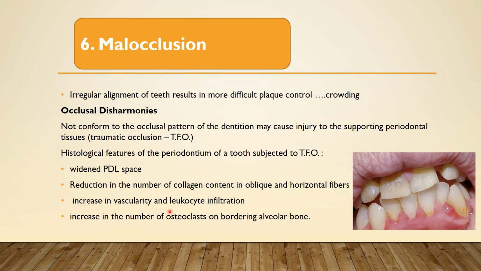When you talk about histological factors, there can be widening of the periodontal ligament space, reduction in the collagen content in oblique and horizontal fibers, increase in vascularity and leukocyte infiltration, and increase in the number of osteoclasts on the bordering alveolar bone. Trauma from occlusion itself will not cause periodontitis, but it can aggravate the present situation. So if the patient has gingivitis, trauma from occlusion can aggravate this gingivitis to periodontitis.